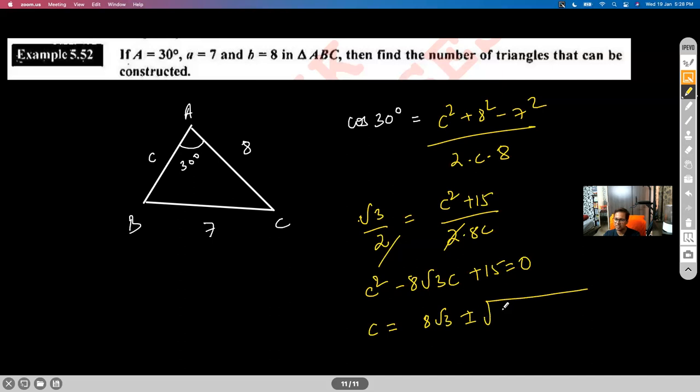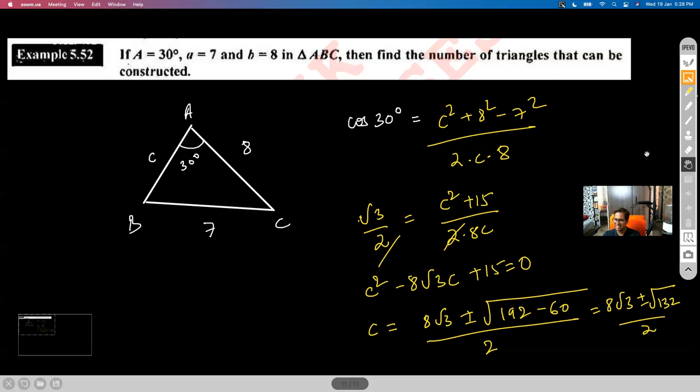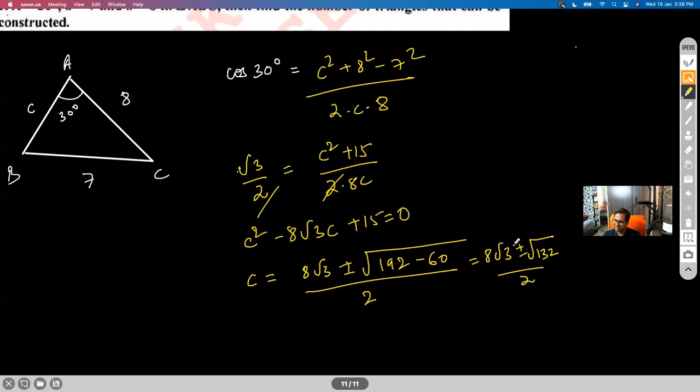minus b plus minus root of b square. B square will be 192, minus 4ac will be 60, divided by 2a. So that's going to give you 8 root 3 plus minus, by the way, this is 132 by 2, not 112.